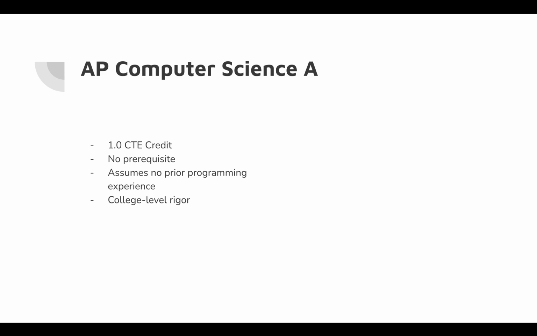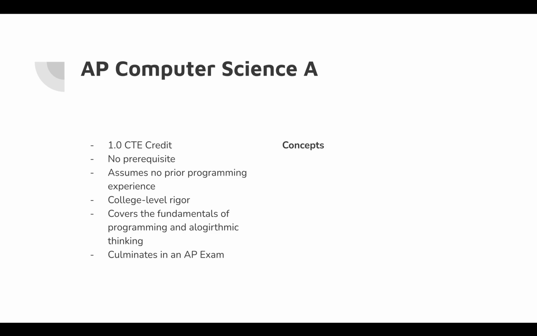Okay, so we're back on APCSA, the third class in the sequence. Covers all the fundamentals of programming and algorithmic thinking. Culminates in an AP exam. So what are the things we talk about? Variables, methods or functions, parameters and return values, loops, object-oriented programming. These are all the things that you would expect to see in an introductory programming class.